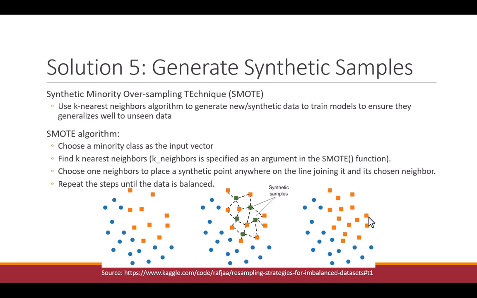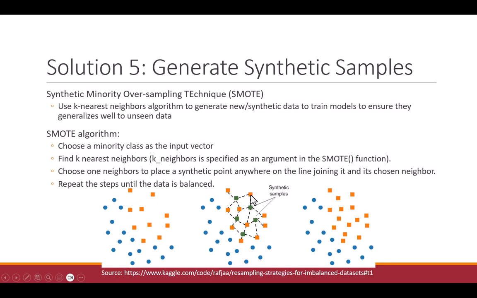Now note the basic algorithm here: we choose the minority as the vector. We then find the k nearest neighbors to that, and the SMOTE algorithm will do that for you. We choose the neighbor to make the synthetic point, and then we can continue until the balance is found. So here, for example, we have the minority class, and it says create new elements based upon the elements that we have already.